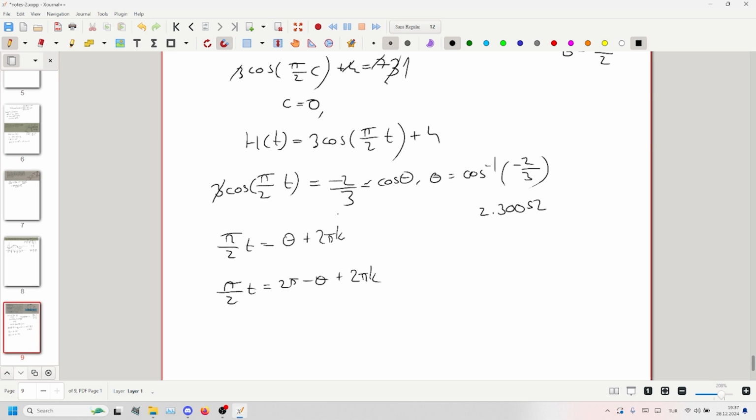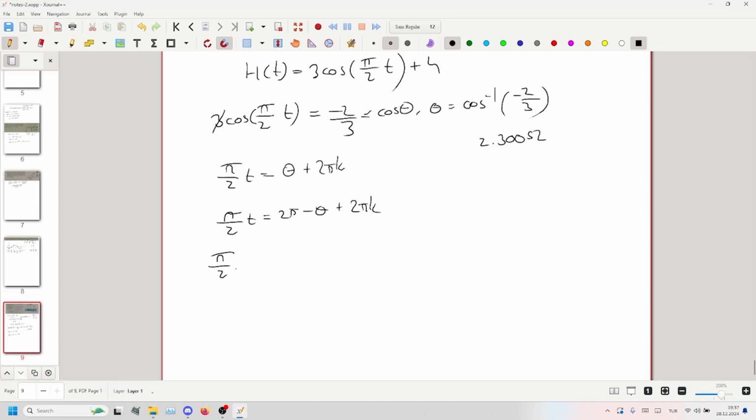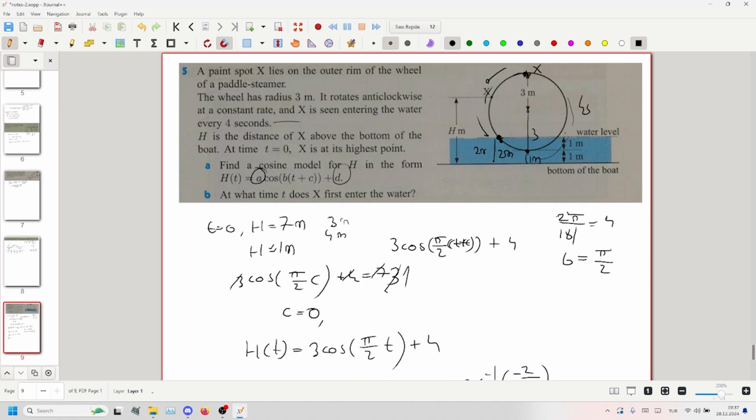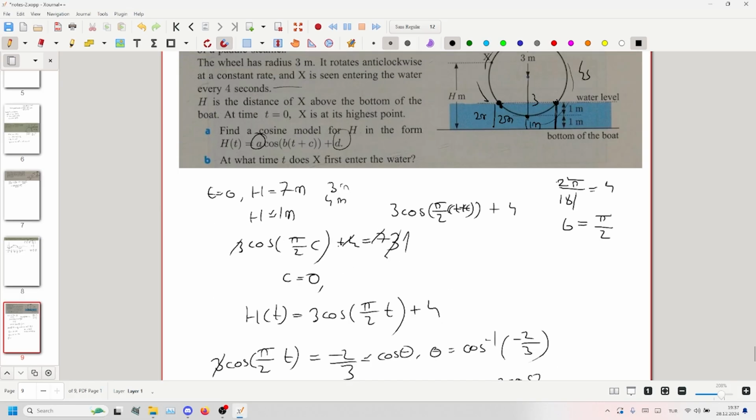So let's just solve this first equation. Pi halves t is equal to theta plus. We should also calculate 2 pi minus theta to see which one is smaller. So 2 pi minus theta, I mean, it's going to be bigger, of course. Yeah, it's 3.98266. I'm pretty sure this would correspond to this point where the height is also 2 meters. But it asks us to find the value where t enters the water.